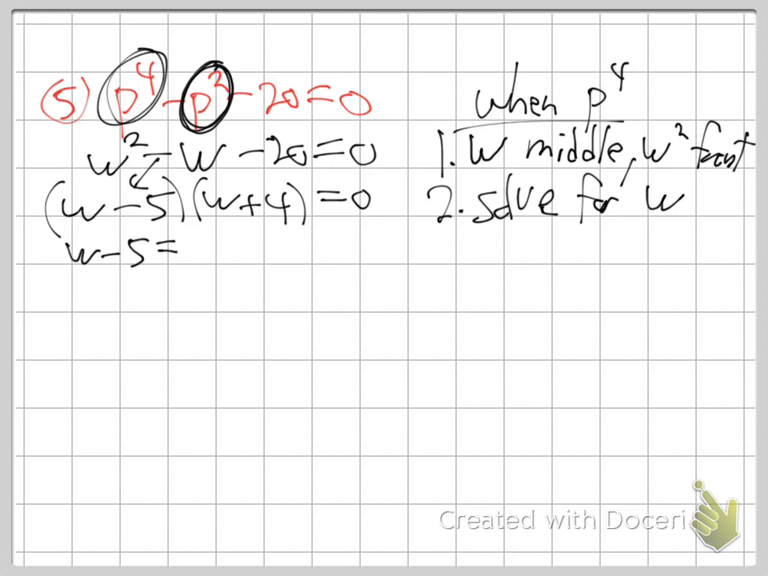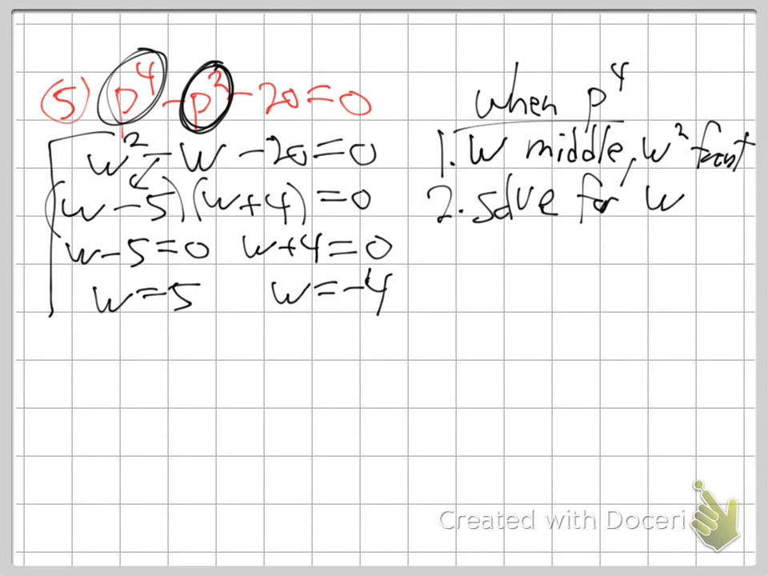Set each one equal to its own 0, because if two things multiply to be 0, either one could be 0 to make that true. So it's positive 5 or negative 4. But that's not the end of the problem. That's the end of the actors acting.